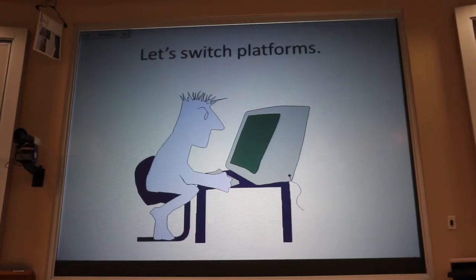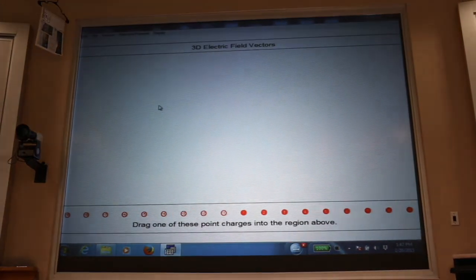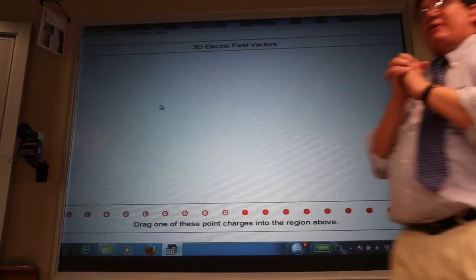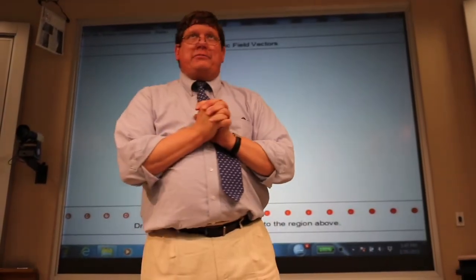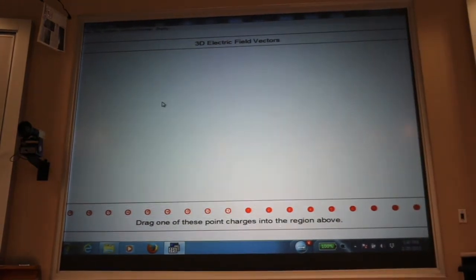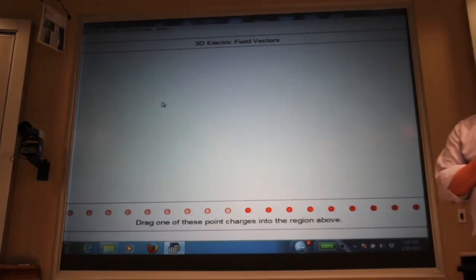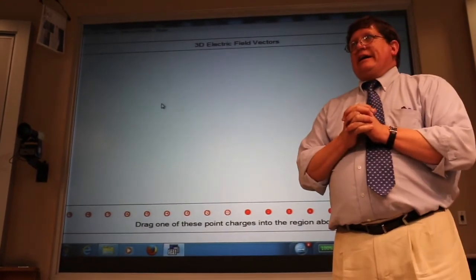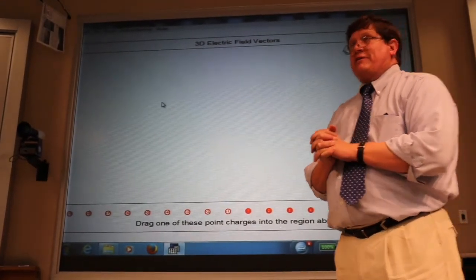We're going to change platforms here. I have a program that is so old, it will not run on modern operating systems that are 64-bit. So I have to bring in my old laptop. This program is called EM Fields. It was written by David Trowbridge, a friend of mine.